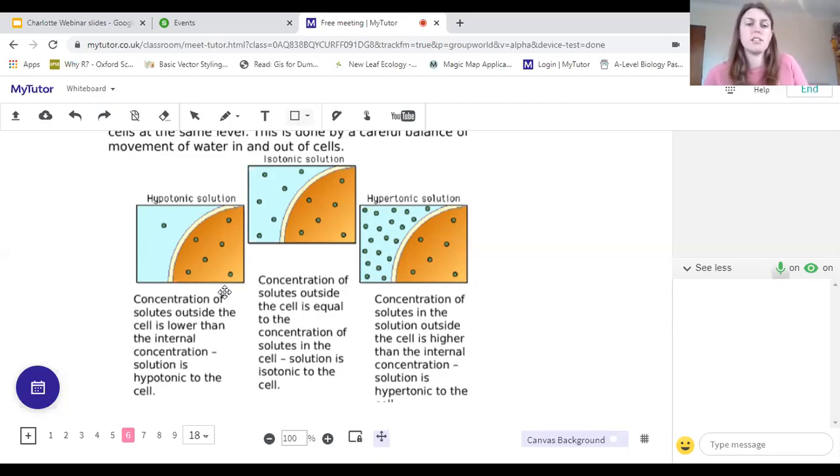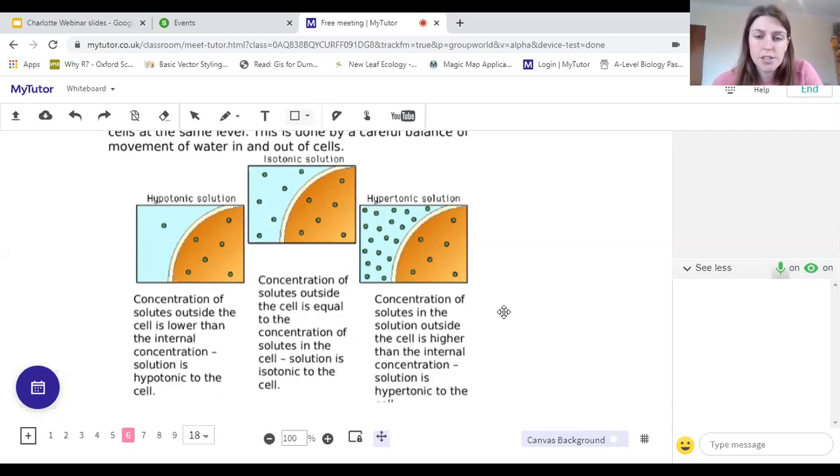And finally, we move on to the next level, hypertonic solution. Hyper means more. In this diagram, we've got lots and lots of dots in the solution outside the cell. It's quite a concentrated solution outside the cell. It's a high concentration. And then inside the cell, we've got fewer dots. So there's a lower concentration of the particles inside the cell. That means that there's a higher concentration of water inside the cell, because there's more water filling the space around those particles of solute.